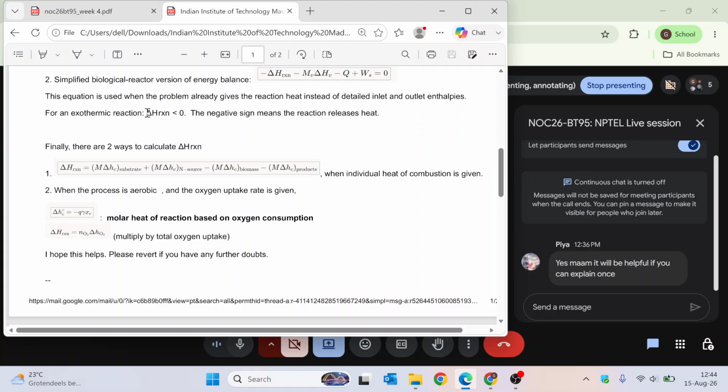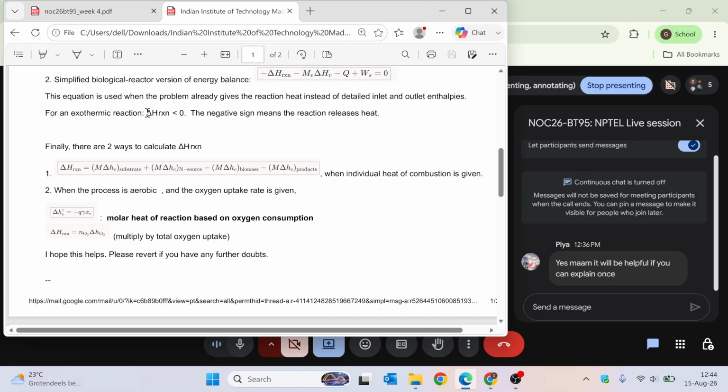Apart from this, there is one more way to calculate the heat of reaction. That is when the process is aerobic. Instead of knowing the del H value for each individual product, if that is not known, you can also calculate the del H reaction value based on how much oxygen is being consumed in the reaction.